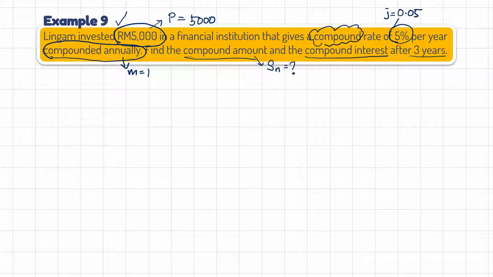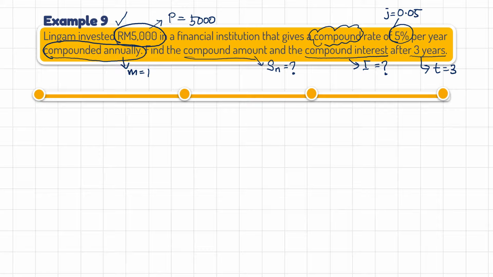And the compound interest. It also wants you to find capital letter I after 3 years, so this will be our T equals to 3. Next, we need to do the timeline. So this will be our timeline. Here we have 0, 1 year, 2 year, and 3 year.